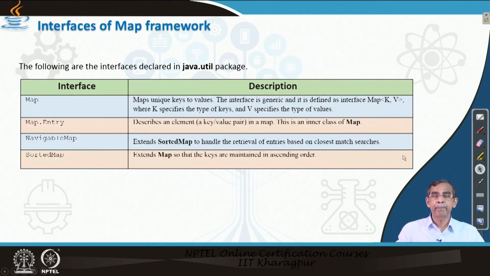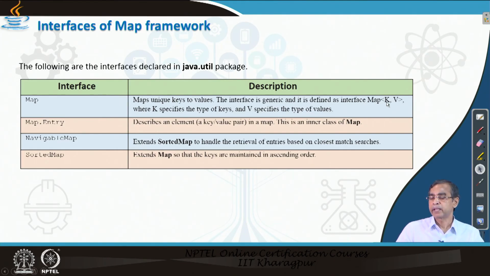Now, let us have the map interfaces. We have told you that there are three map interfaces. One is map, another is sorted map, and another is the navigable map. In addition to this, there is also another inner class defined. It is called the map.entry, which is within the map interface.